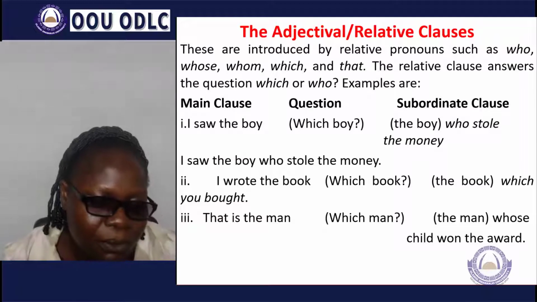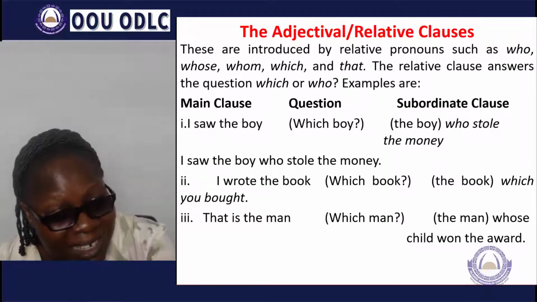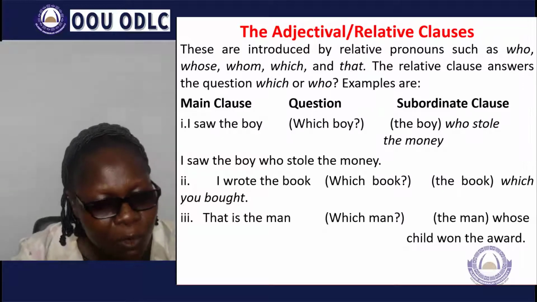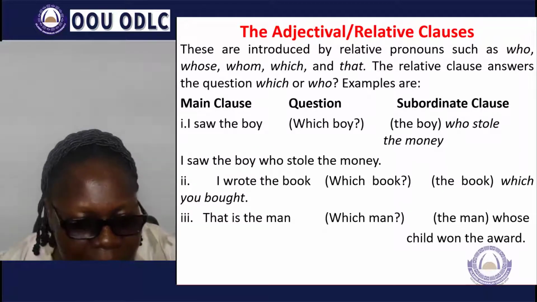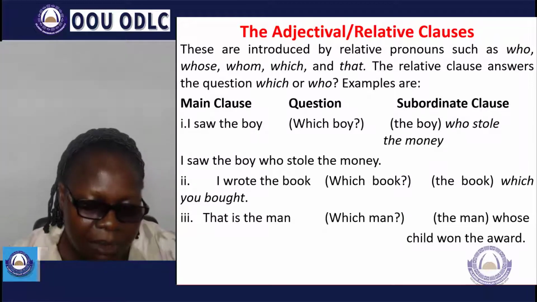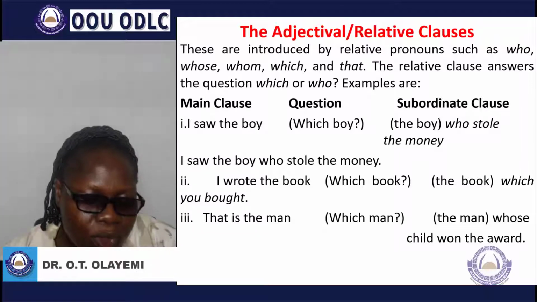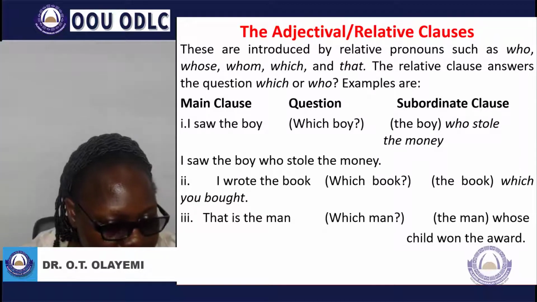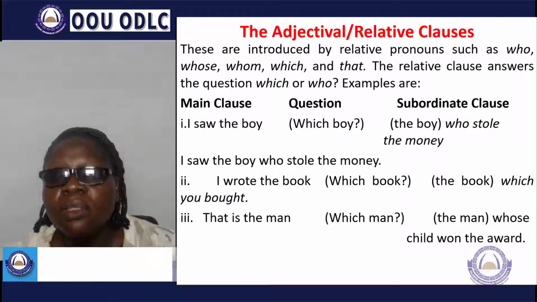I wrote the book, and that is why a subordinate clause depends on the independent or main clause for completion of meaning. Example number 3: that is the man. That's another main clause. But when I say, whose child won the award? It's not a question. That is the man whose child won the award.